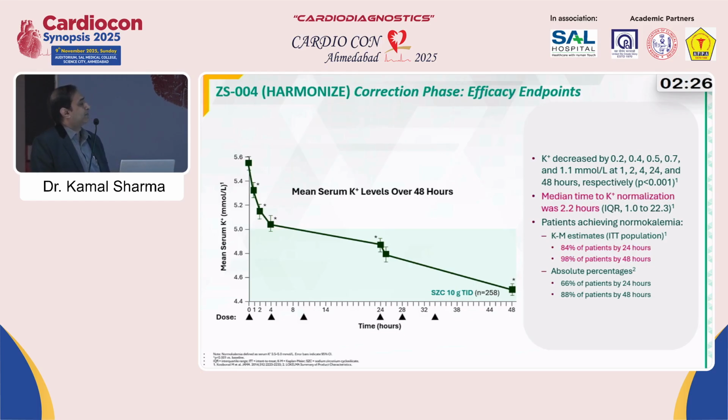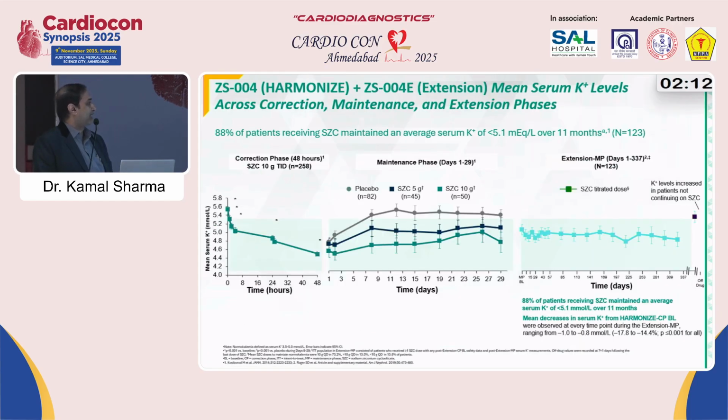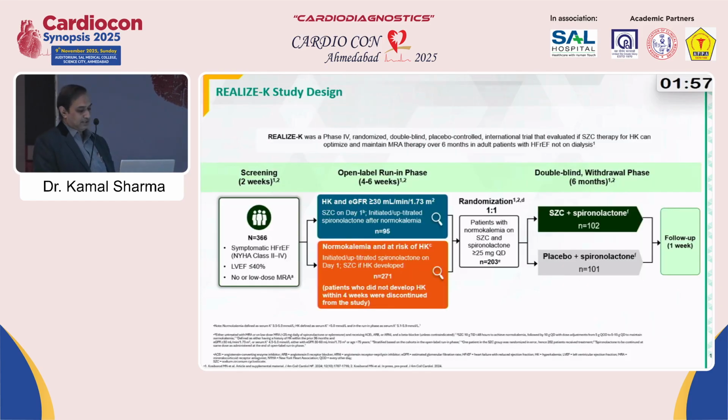In terms of time, patients who achieve normokalemia: 84% had it at 1 day, 98% had it at 2 days. Absolute change: 66% reduction by 24 hours, 88% reduction by 48 hours. And this is within the range that you can achieve quickly, as early as possible. So correction phase where you're giving 10 grams TID, versus maintenance dose where you give it 5 grams versus 10 grams OD. And then extension, you continue beyond up to a year.